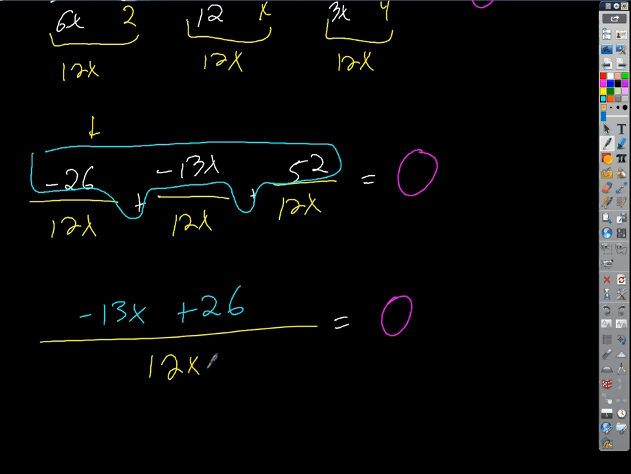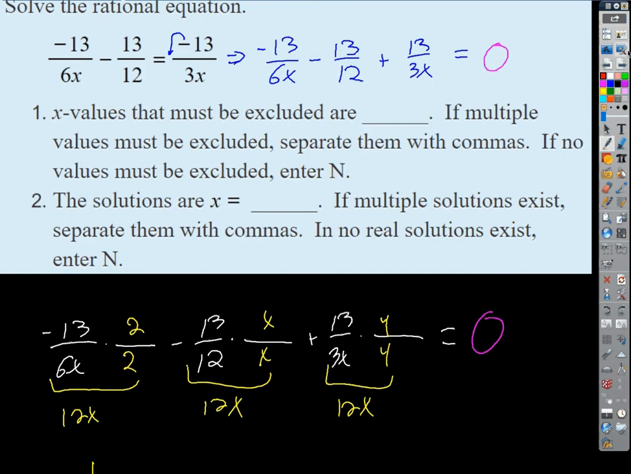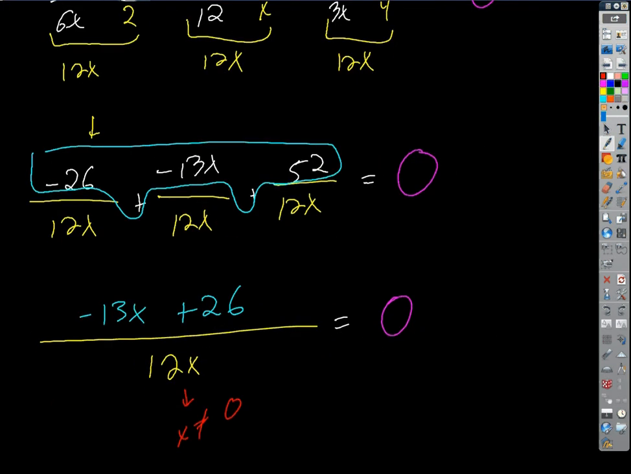Okay, so that tells me that x cannot equal 0 because that would make the bottom, the denominator, 0, right? And if you look at the question, there's two parts to it. First part says x values that must be excluded are what? If multiple values exist, separate them with commas. So the only one we have to exclude is 0, okay? Now think about it, the bottom is important for that reason. The denominator of our fraction tells us all the values of x we have to exclude, okay?